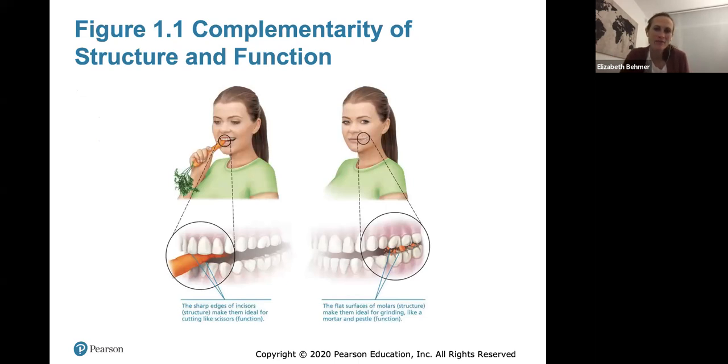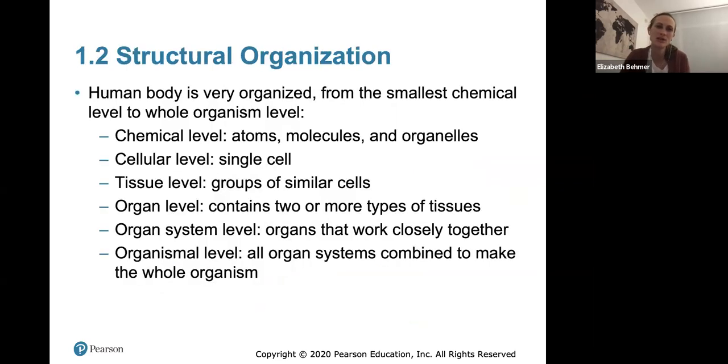So here we have the complementarity of structure and function, just looking at your incisor teeth. They make them ideal for cutting like scissors as you're chewing or masticating, which is mastication, chewing. And the flat surfaces of your molars, which is the structure, make them ideal for grinding, getting the food pieces smaller, which is the function.